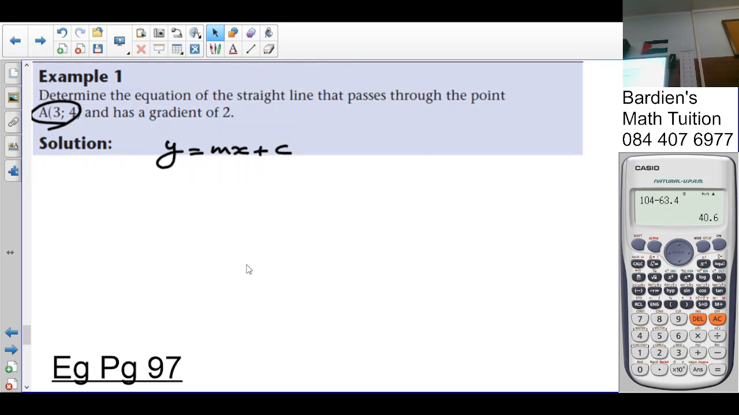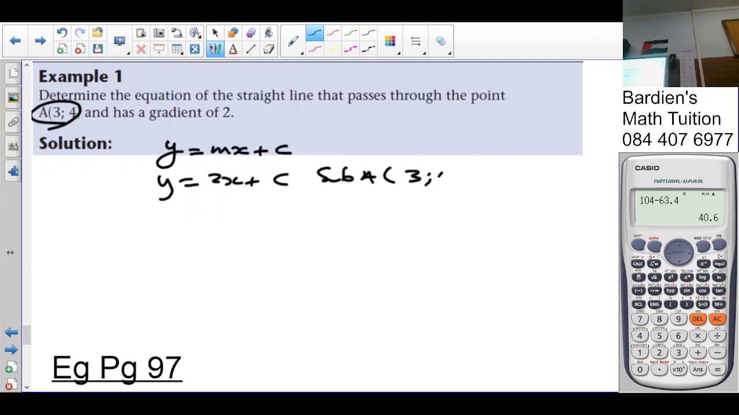So what do we have? y is equal to 2x plus c. We substitute A, which is (3; 4), that's an x and a y. So 4 is equal to 2 times 3 plus c. What's 2 times 3? 6. So 4 minus 6 is negative 2. So y is equal to 2x minus 2.